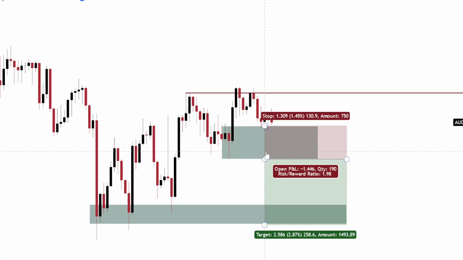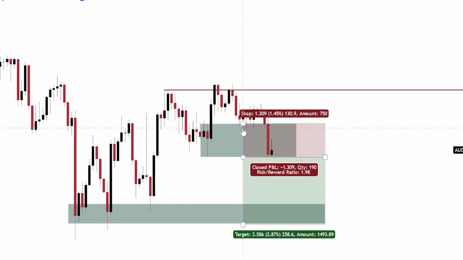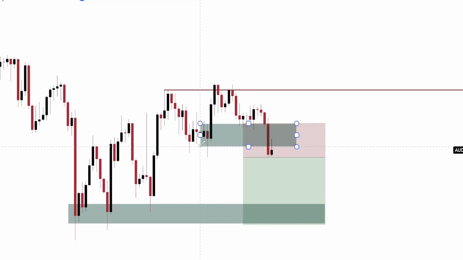So as you can see, price is failing here. And now where would you put your stop loss? Right at the next level of rejection. So right here, this would be your stop loss.